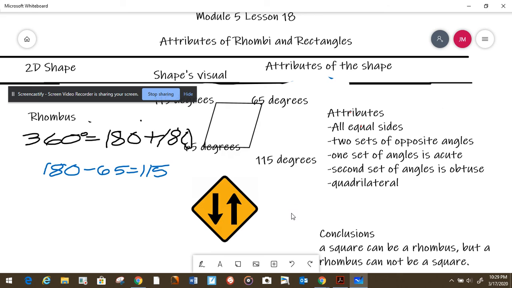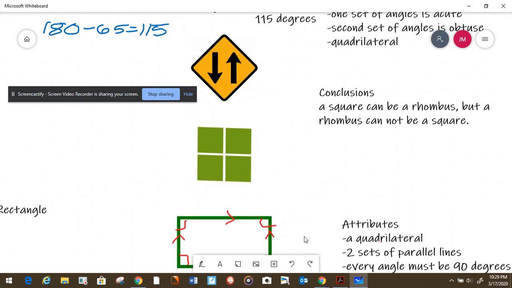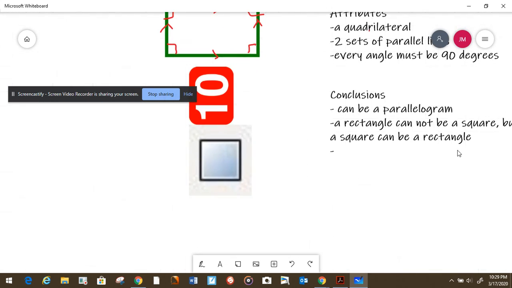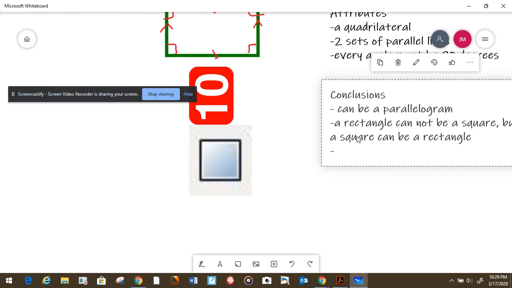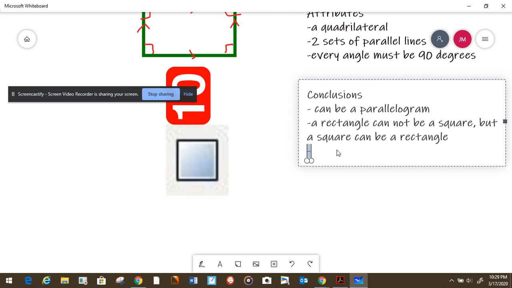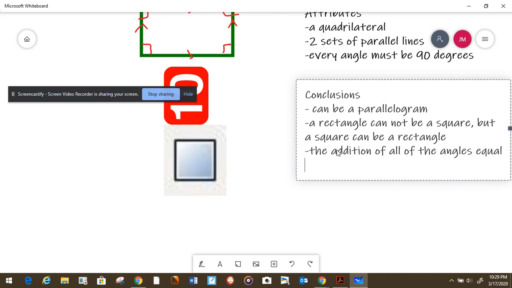And now just note too that another conclusion is, I think I forgot to do that one. It's that the addition of all the angles, and that's for every quadrilateral, okay? The addition of all of the angles equals 360 degrees.